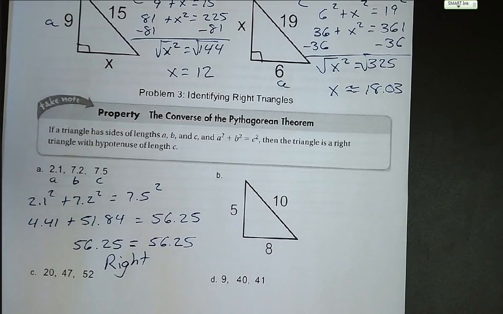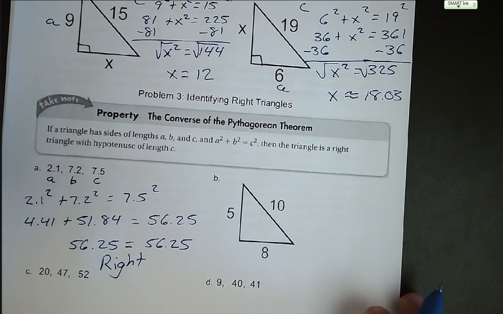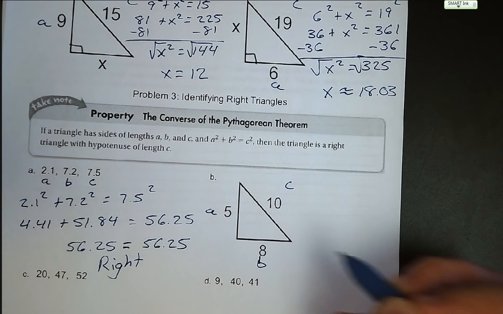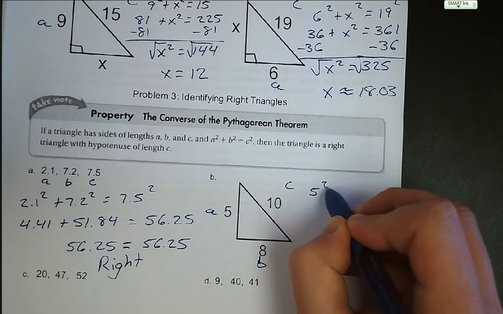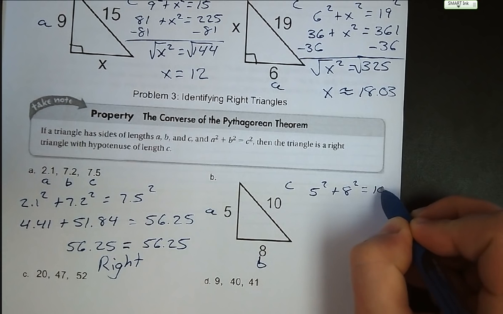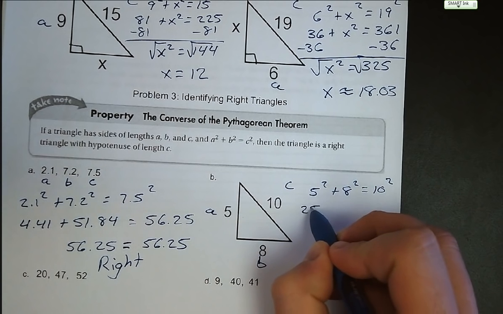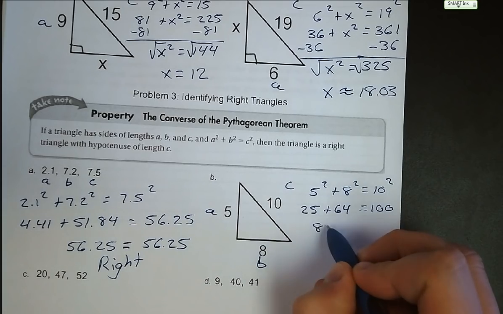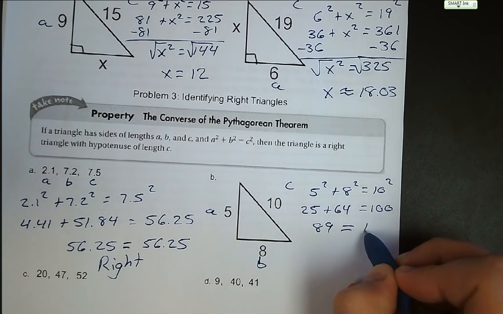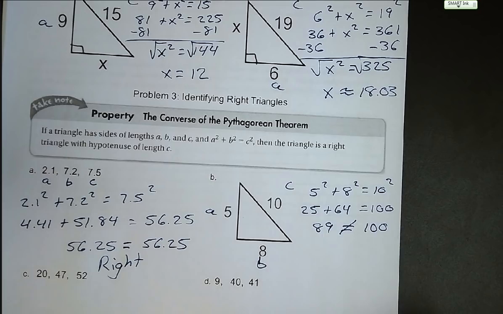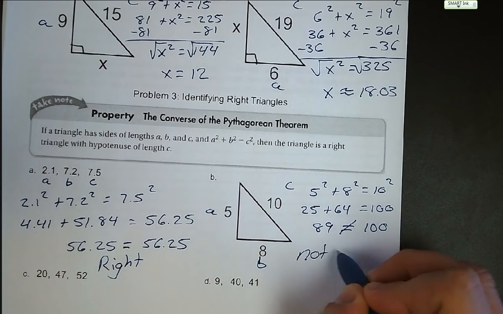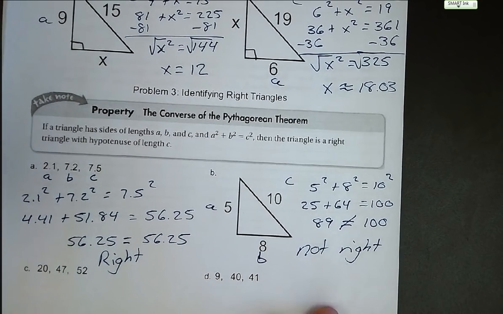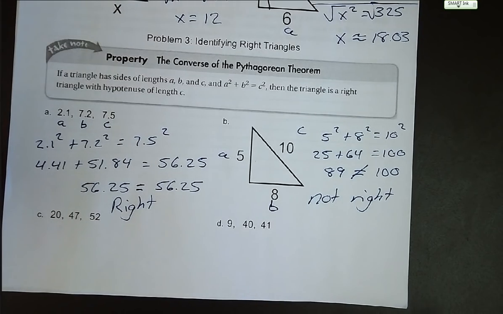Okay. Letter B, we have side lengths 5, 8, and 10. So 10 is going to be our hypotenuse because it is the longest side. So 5 squared plus 8 squared equals 10 squared. 5 squared is 25, 8 squared is 64, 10 squared is 100. 25 plus 64 is 89, equals 100. Last time I checked, that is not the case, so this is not a right triangle. Okay. And letters C and D, I want you guys to try those on your own, and then we will go over them.